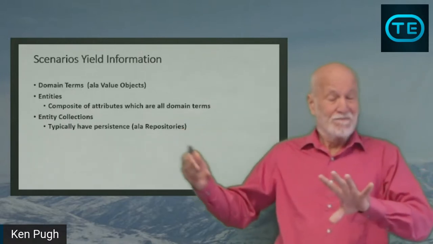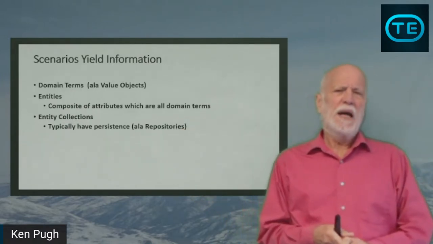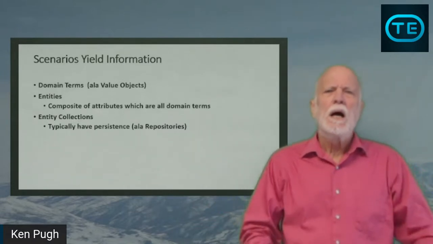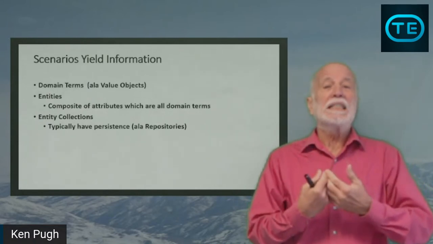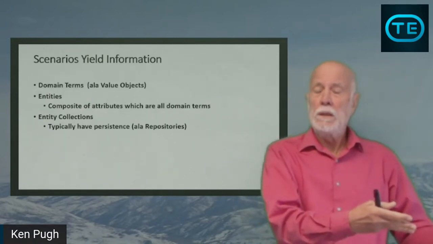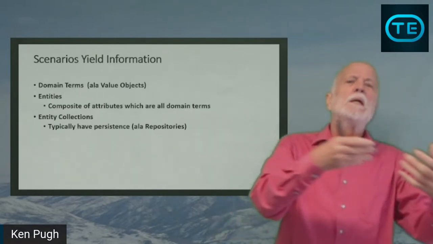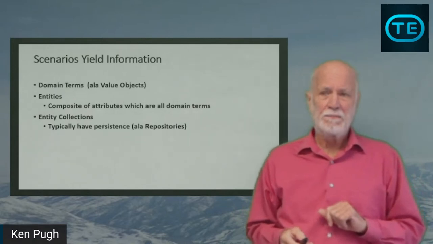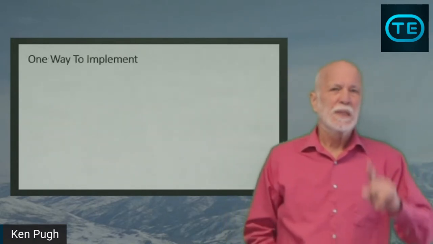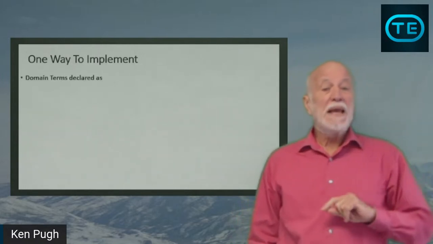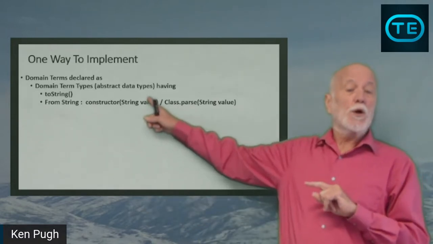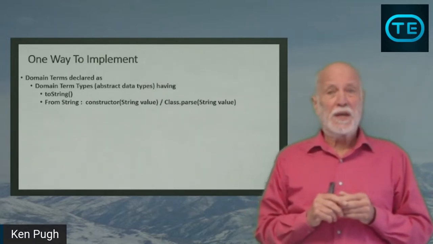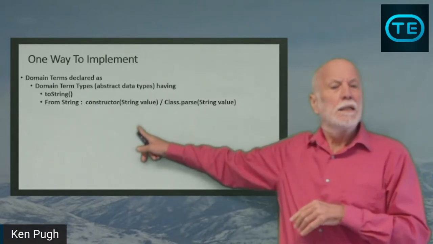Could be using terms that are derived from DDD, but when I did many of my things, DDD, the domain-driven design book, hadn't yet come out. So every time I read another book, I take the information and I coalesce it into my model, if you will. Maybe it throws out some things in the model. Maybe it's simply some different perspectives on the same thing in my software model of design. Okay. So one way we're going to implement this, domain terms get declared as domain term types, abstract data types. And domain term types basically have two things, a to string and a from string.